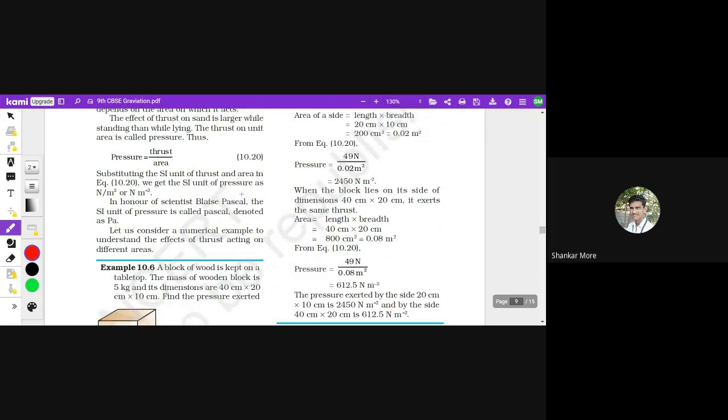So we get the SI unit of pressure as Newton per meter square. Abhi yahan pe thrust ka jo unit hai Newton hai, which is nothing but the unit of weight, which is also the unit of force. And area ka jo unit hai wo meter square, right? So the pressure is equal to thrust by area, and its unit is Newton per meter square. In honor of scientist Blaise Pascal, the SI unit of pressure is called Pascal and is denoted by Pa. So pressure ka unit bhale hi Newton per meter square hai, but usually in general the unit of pressure is going to be Pascal or Pa.